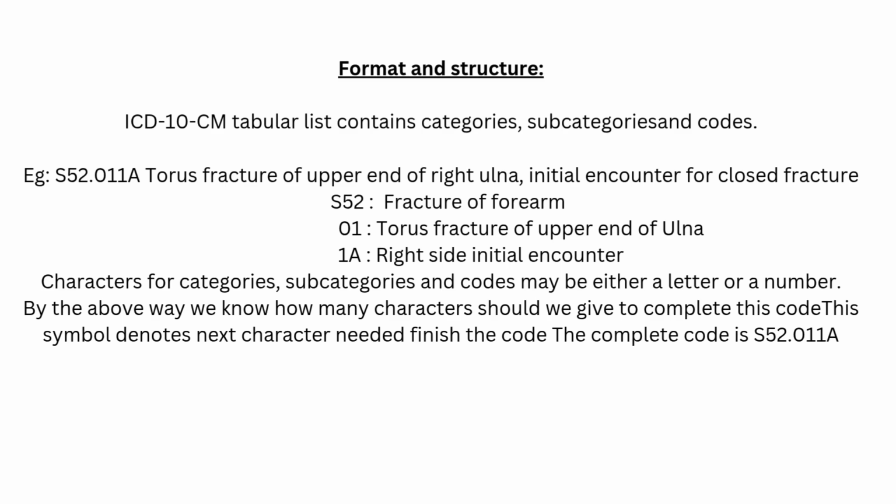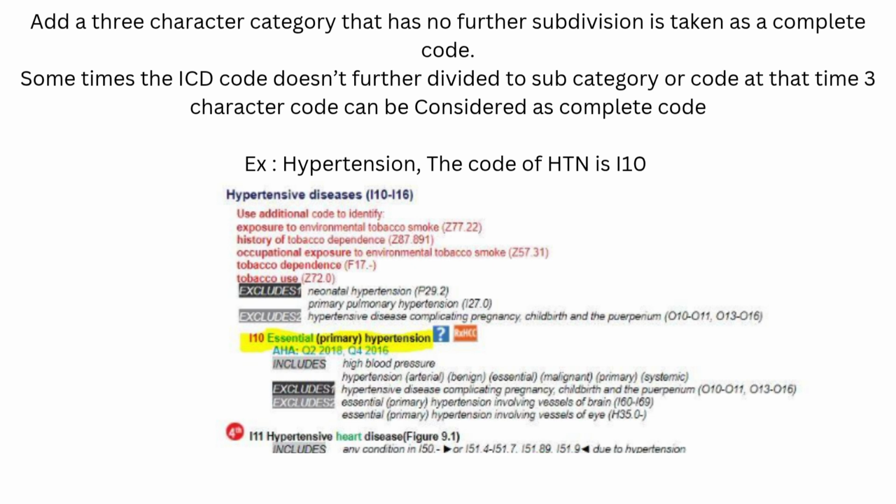This symbol denotes the next character needed to finish the code; the completed code is S52.011A. A 3 character code that has no further divisions is taken as a completed code. Sometimes the ICD-10 does not further divide into subcategory or code, so this 3 character code can be considered a completed code. For example, hypertension. That code is I10, which is 3 characters.